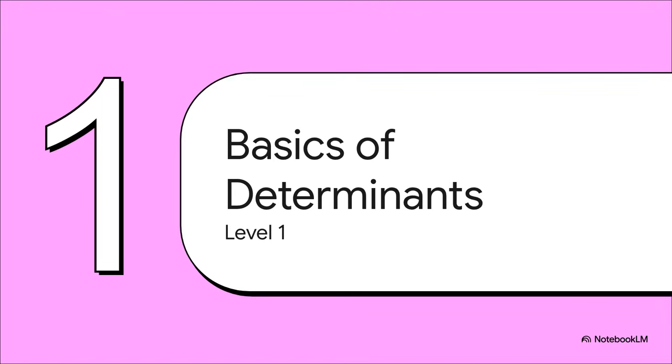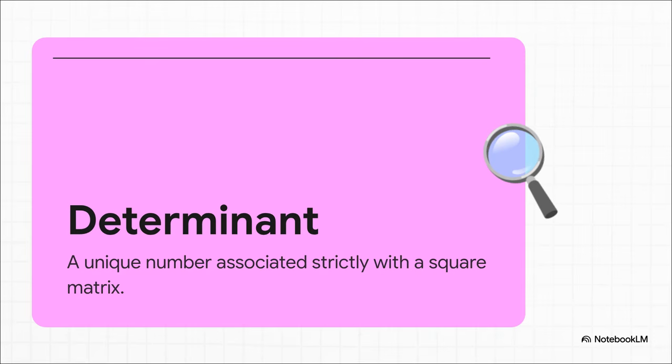All right, level 1, basics of determinants. Let's get into it. Now, I really want you to notice the word strictly here. You've probably seen all sorts of matrices by now, but a determinant exclusively applies to a square matrix. That means equal rows and equal columns, like a 2x2 or a 3x3. You evaluate this square array of numbers, and it condenses down into one single numerical value, which can be real or complex. It's essentially like a unique fingerprint for that specific square matrix.